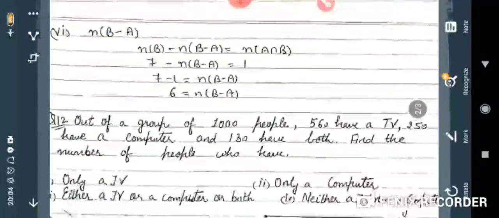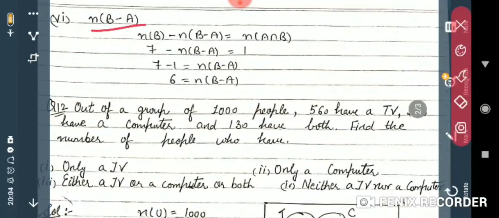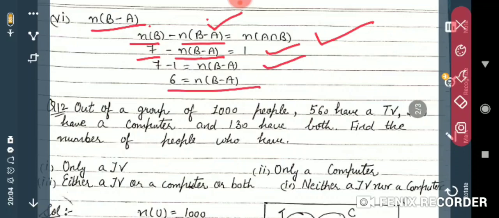Next, n(B minus A). Similarly, n(B minus A) equals n(B) minus n(A intersection B). n(B minus A) means the elements of B not present in A. So whatever is common, that will be n(A intersection B). That's why we subtract. So n(B) is given 7 minus n(A intersection B). The value of n(A intersection B) is given 1. So as you have to find this, it should be positive. So it came to the right hand side. So you will subtract 1 from 7 and you will get 6.